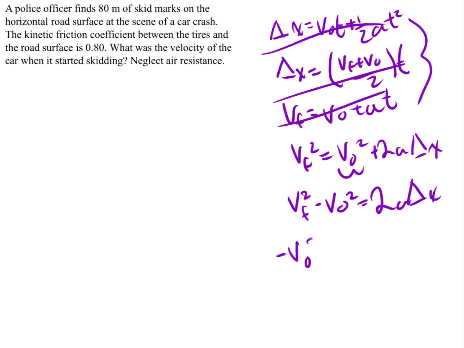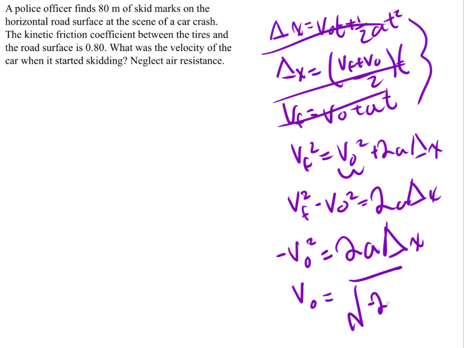So after the crash, the car would have no final velocity. So you're left with the negative of the initial velocity squared. It's 2 times acceleration, times change in x. So the initial velocity is given by the square root of minus 2 times the acceleration times the displacement. So now that we have that, we need to actually calculate the acceleration.